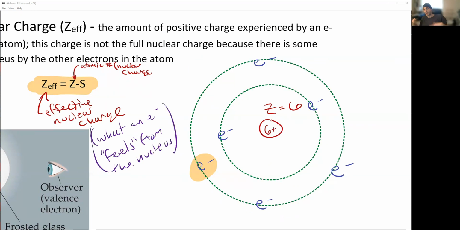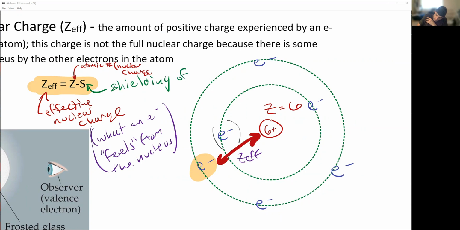Because we know that the electron is going to be held to the nucleus because it's positively charged and the electron is negatively charged. But the fact of the matter is, this right here being my Z effective, it is going to get blocked some by this electron. That electron is going to get in the way and interfere with the interaction between that highlighted electron and the nucleus. So the effective nuclear charge is never the same as the actual atomic charge of the nucleus. And that is all looked at by the S, which is the shielding constant.